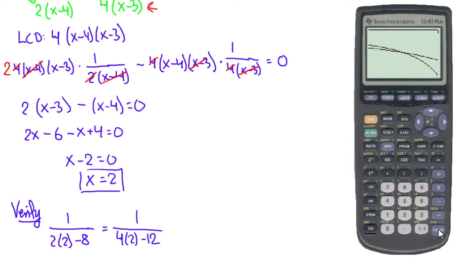Enter, enter. And there is our x-intercept. So this just verifies that the root really is 2. It's right there. Okay. Now, what I'd like to quickly just do, let's see if I can pull this off here.